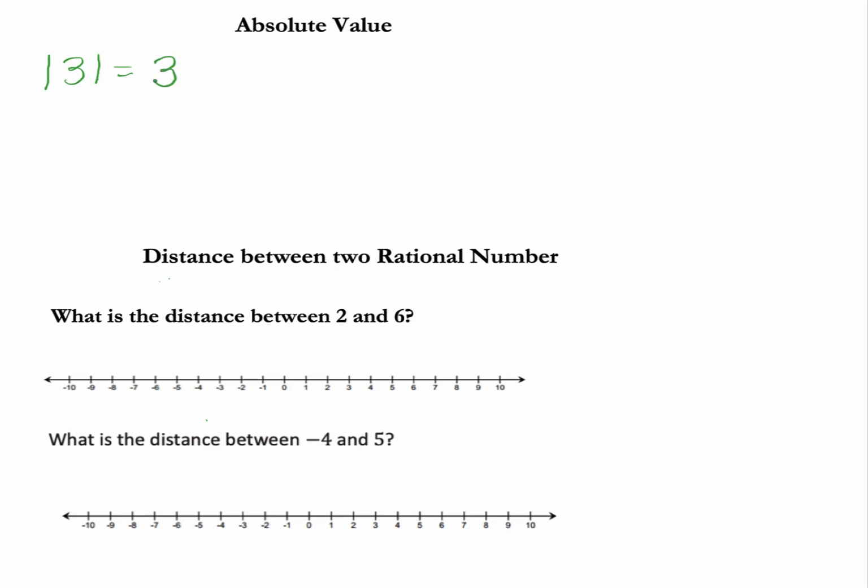It's only 3 units. So I'm going to draw a number line here. So this is 0, we have 1, 2, 3. If I want the absolute value of 3, I'm like, okay, how far is 3 from 0? If you count 1, 2, 3, it's only 3 units. And when we talk about the word distance, it's always positive.